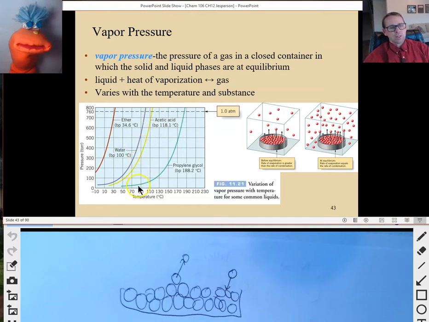All right, so given a specific temperature like 70 degrees, you can see that the one with the fewest amount of intermolecular forces is going to have a higher vapor pressure. It's going to float off, and more molecules are going to be floating around, causing the pressure.